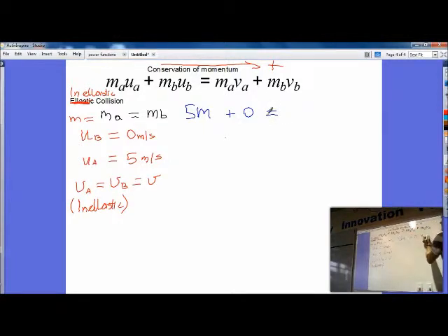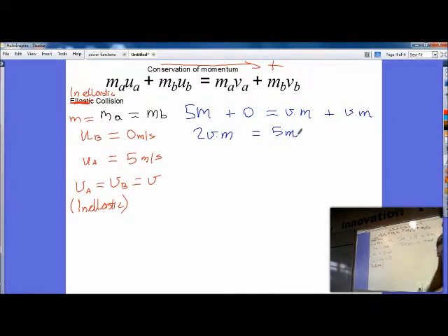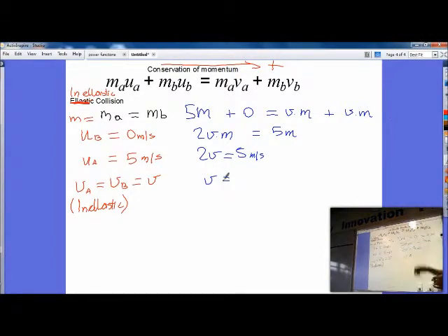The second term, M of VA, which we're going to call just V. So we've got V times M, plus another V times M, because VA and VB are the same. Okay? Everyone understand? So here these terms are the same, so we've got two of them. 2V times M equals 5M. Now, fortunately, the masses are the same, so they're going to cancel out on both sides of the equation. All right? So 2V is equal to 5 meters per second. And the final velocity for that inelastic collision works out to be half.